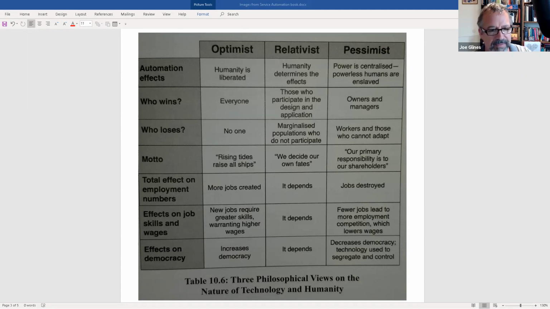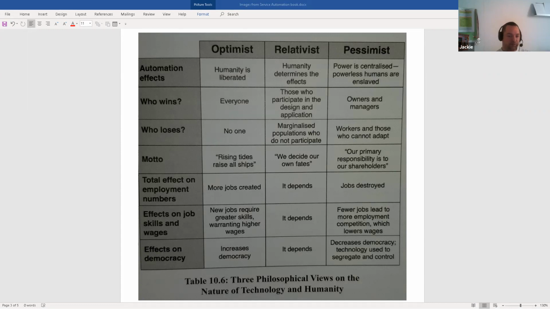Yeah. Effects on jobs and skills and wages. I think this is yours. So the optimist would say new jobs require greater skill, warranting higher wages. And the relativist would say it depends. And the pessimist would say fewer jobs lead to more employment competition, which lowers wages. So, yeah.